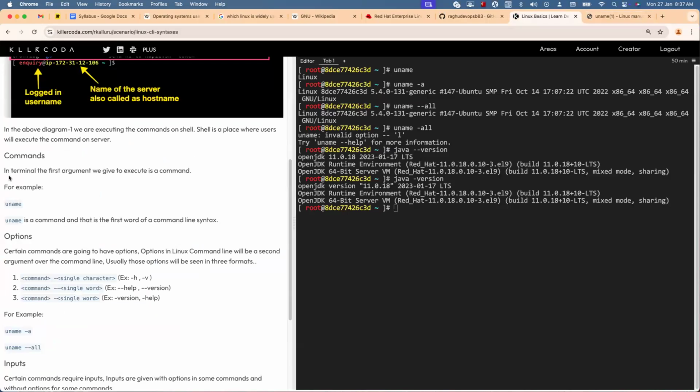So that means in the first week, not only the commands you will learn, but some of their options also you will learn. Some of the commands and their options also we will learn in the upcoming sessions.